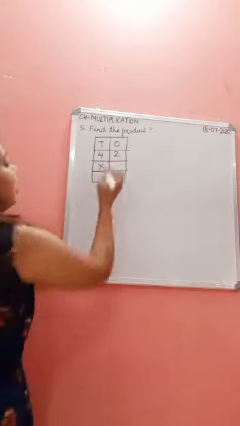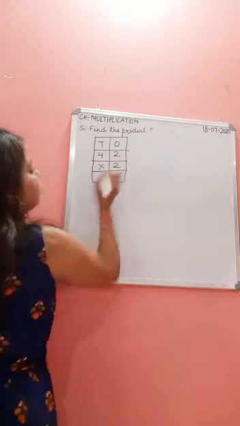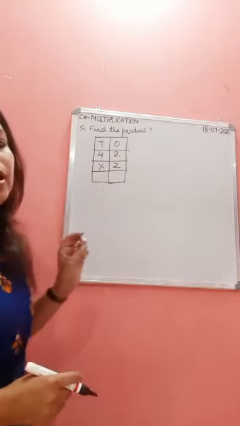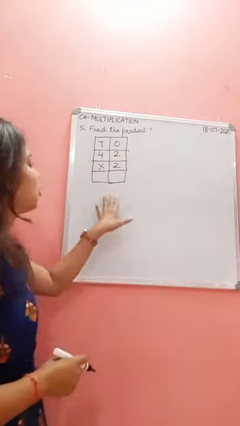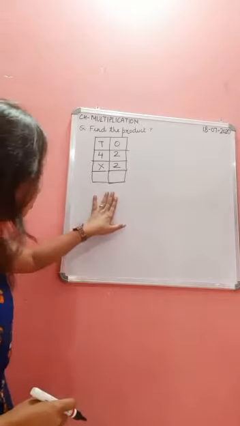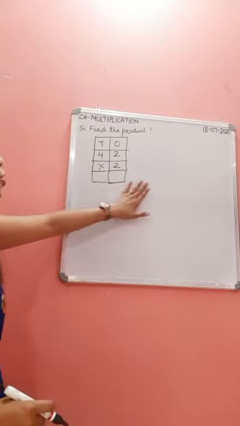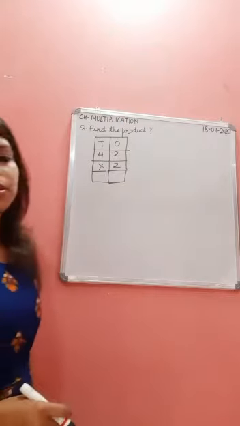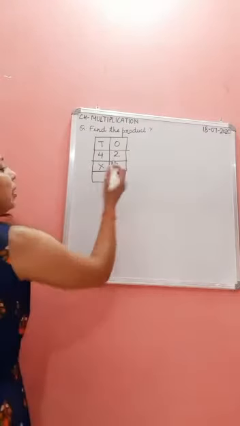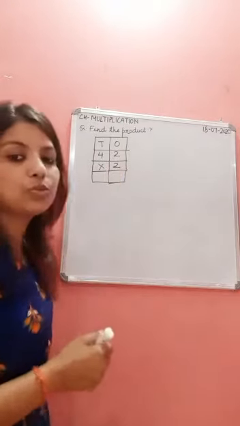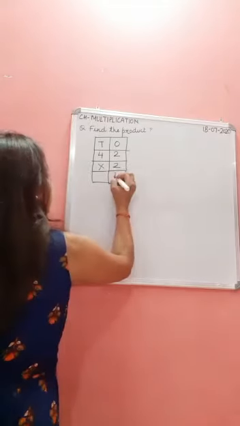Then here your number will come, 2, by which you have to multiply. So this is your sum. In today's class we are going to do this type of questions. Say with me, 2 1s are 2, 2 2s are 4, so write 4 here.